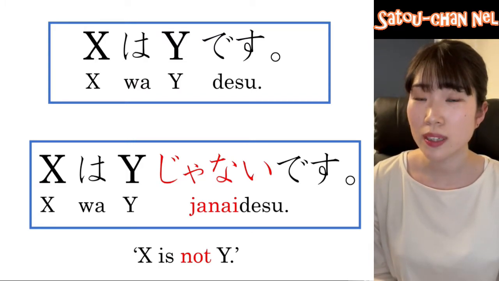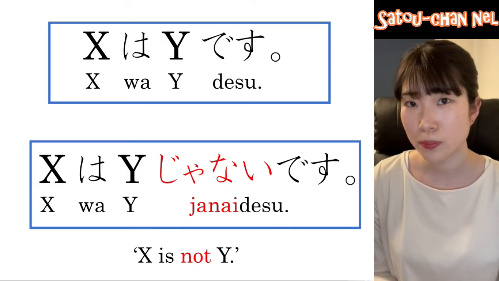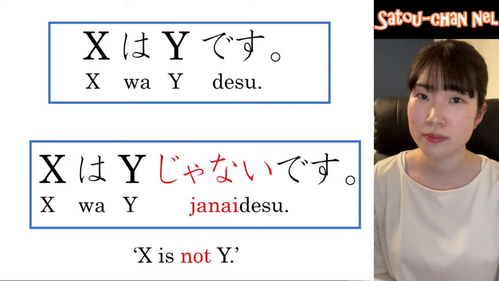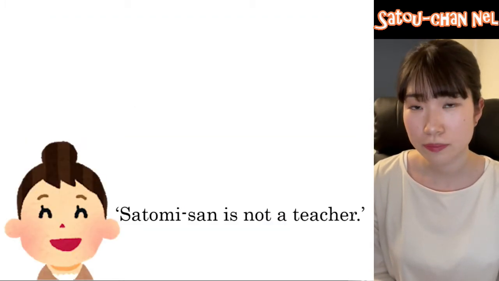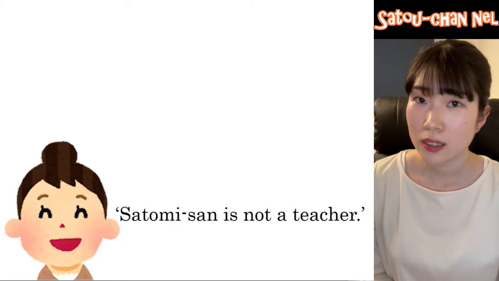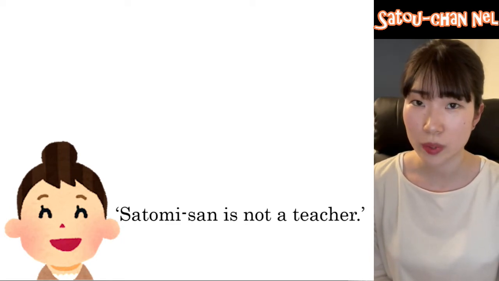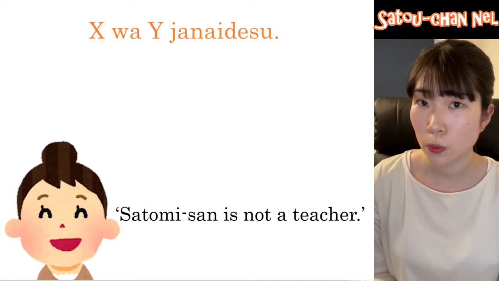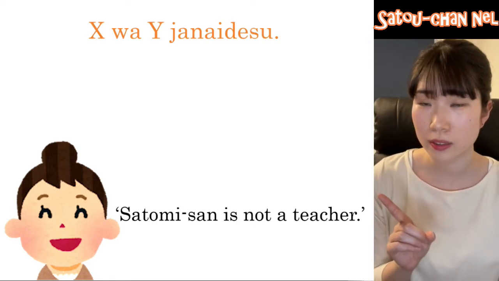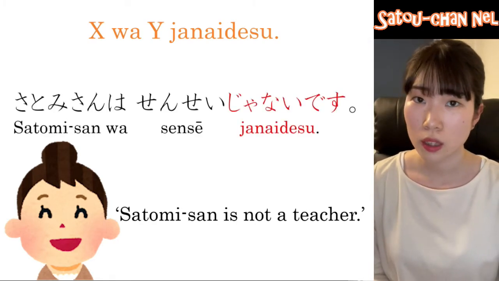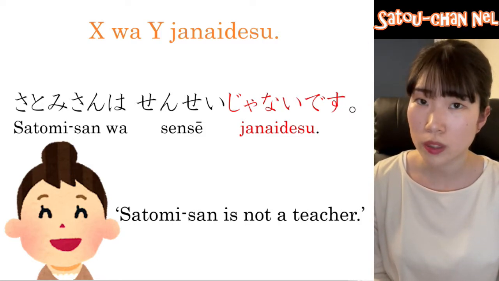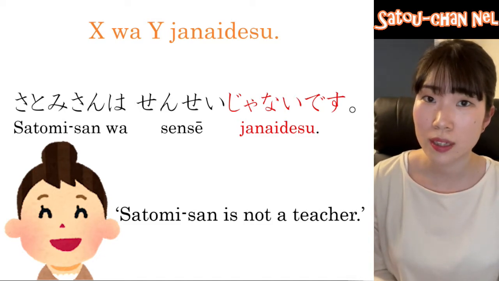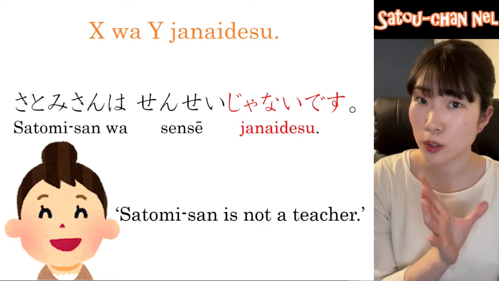It's simple. Just add じゃない before this. So, X は Y じゃないです。さとみさん is not a teacher. Not a teacher. Teacher is 先生 in Japanese. So let's make a sentence. さとみさん is not a teacher. With this grammar, X は Y じゃないです。さとみさんは先生じゃないです。さとみさん her name, 先生 teacher. And じゃないです not a teacher.